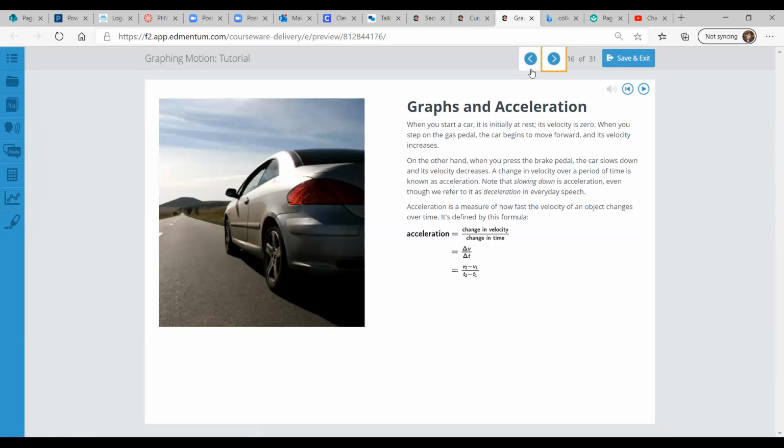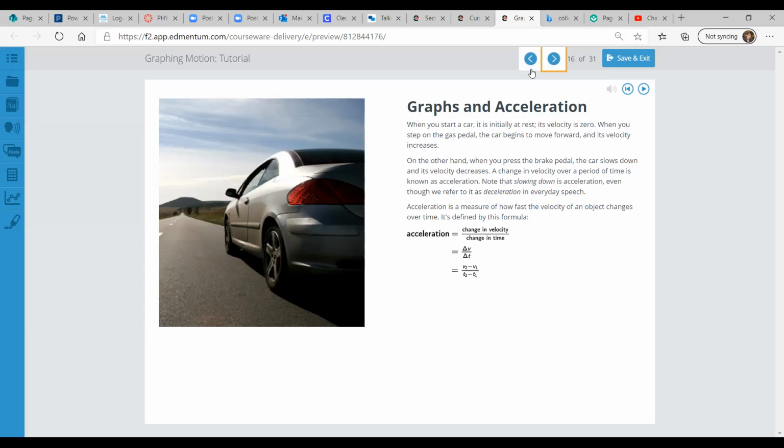In this example, when you start a car, it's initially at rest. So velocity equals 0. And if you step on that gas pedal, the car begins to move forward and its velocity increases. When you press the brake pedal, the car slows down and the velocity decreases. A change in velocity over a period of time is known as acceleration. Note that slowing down is acceleration, but in the opposite direction.